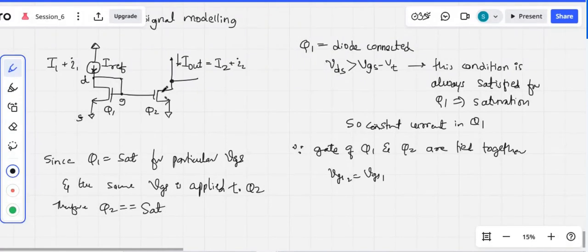And how do I, by keeping I reference equal to, let's say, 100 microampere, generate 50 microampere current in the IOT? That can also be done. So I can keep on changing the parameters of Q2 and Q1, and invariably I can obtain various different currents without touching I reference. So what are those things and how can I do them? Let's try to understand that.